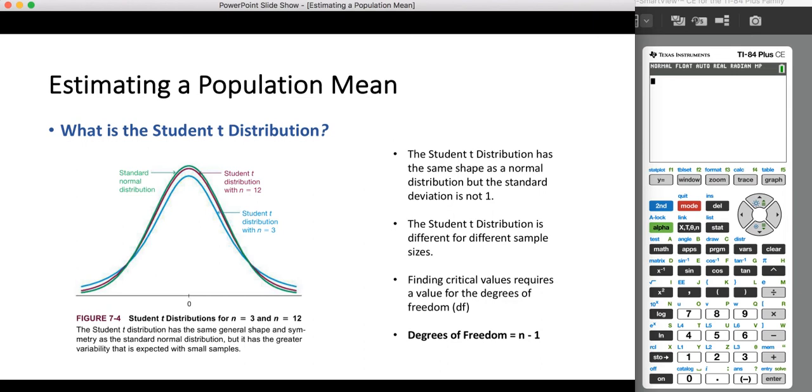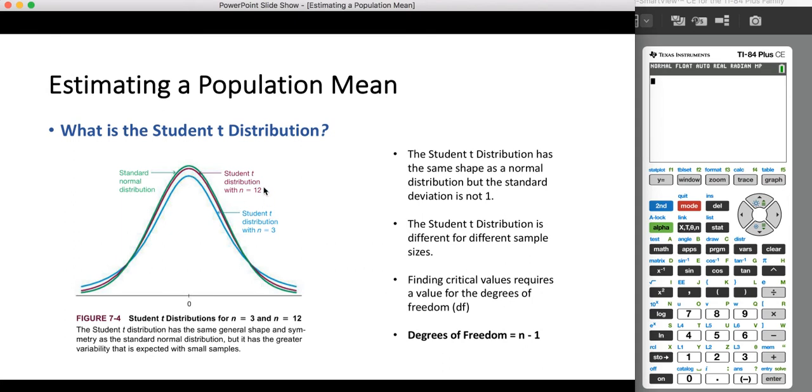Now, to estimate this population mean, sometimes we're going to be using what is called the student t-distribution. The student t-distribution is used because it allows for more variance when the sample size is small. So I want you to look at this graphic that I have here in the PowerPoint. In green, you can see the standard normal curve, or standard normal distribution. The red and the blue curves represent the student t.